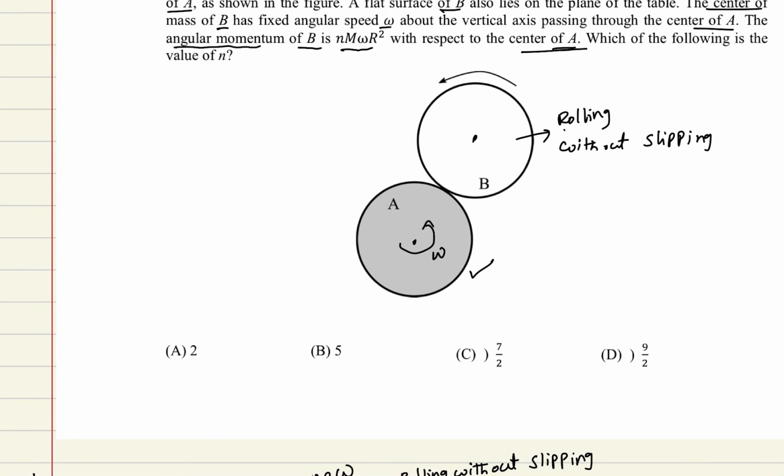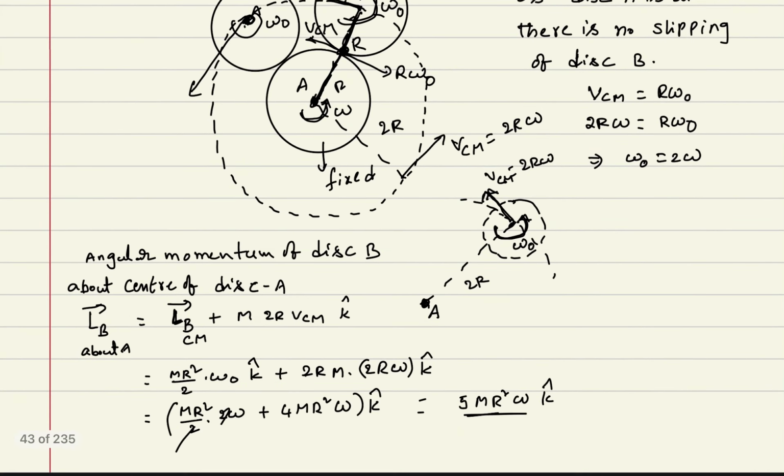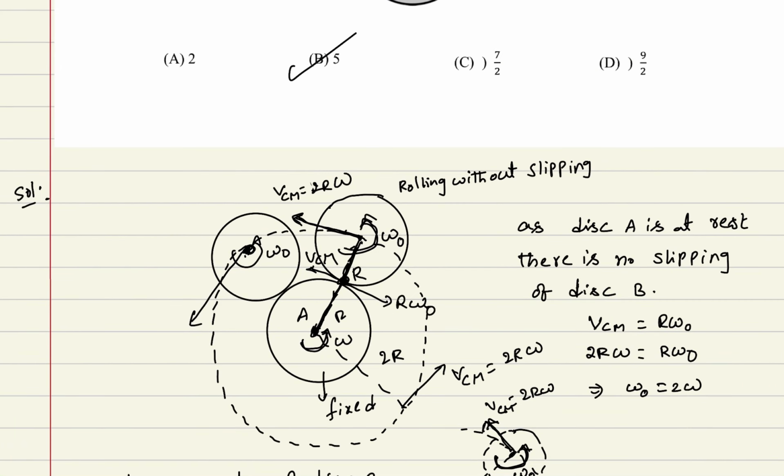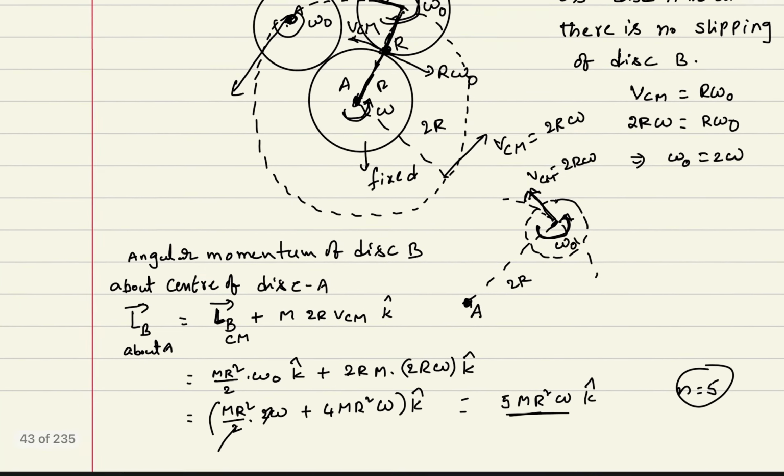So they are asking what is the angular momentum of B with respect to the center of A. It is n m omega r squared. So the value of n is equal to 5.